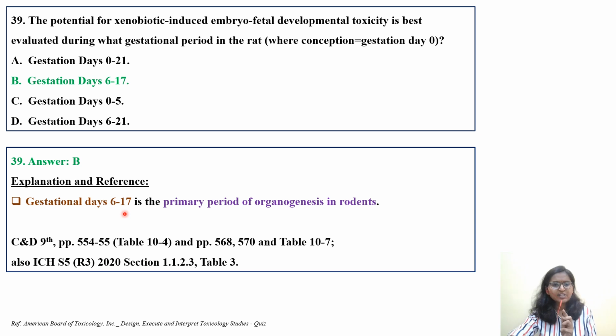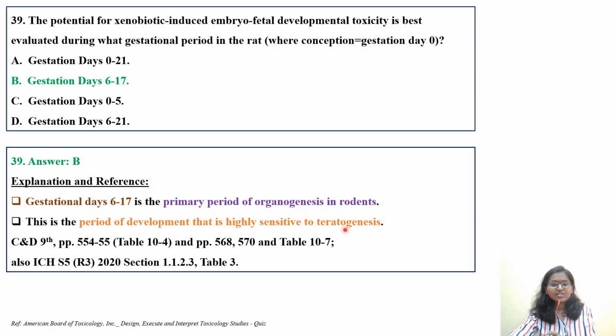Gestation day 6 to 17 is the primary period of organogenesis in the case of rodents, rats, and mice you can say. This is the period of development that is highly sensitive to teratogenicity. There will be a certain window. In that particular period only, that chemical or xenobiotic needs to be exposed.